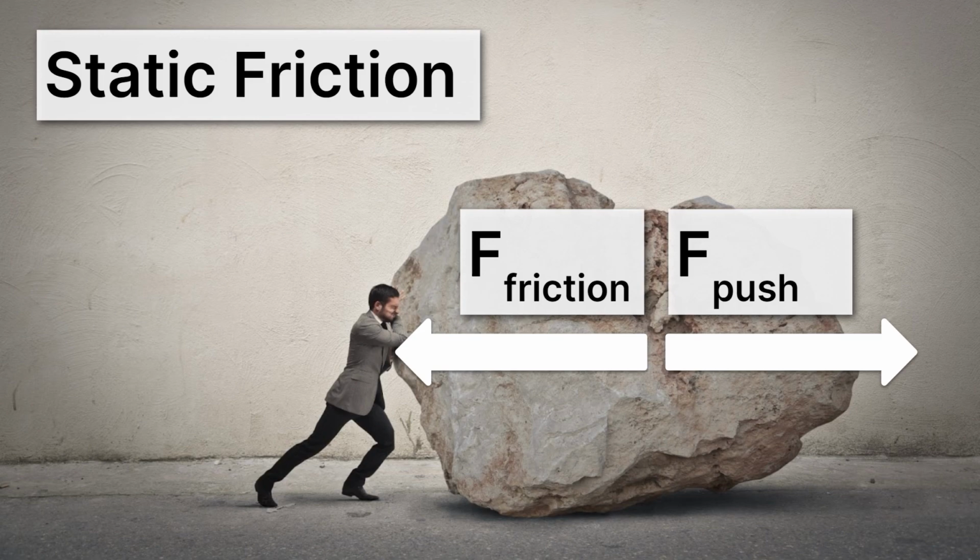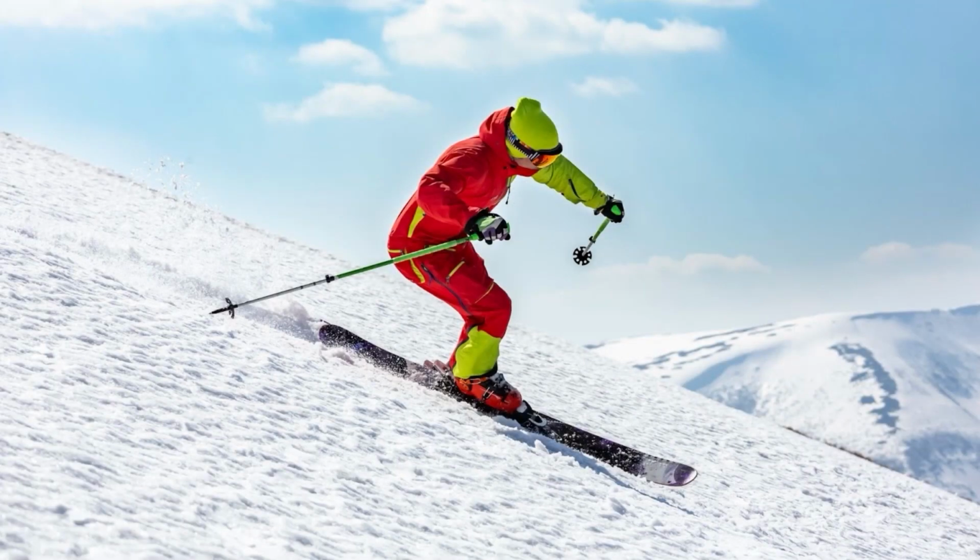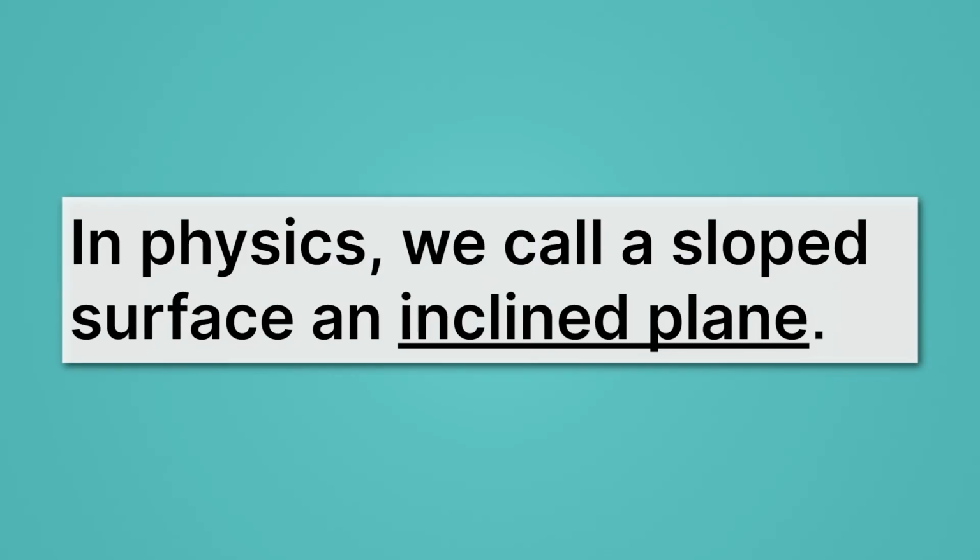The last thing we'll do in this unit is we'll consider friction and motion on a slope like this, a skier riding down a hill. And in physics, we call a sloped surface an inclined plane. And the interesting thing about inclined planes is that once again, we need to split stuff up into its components.